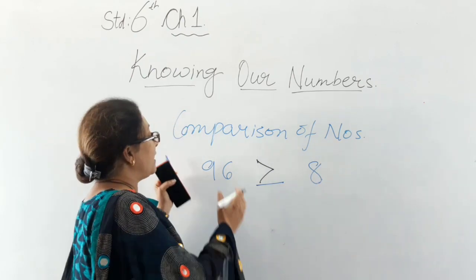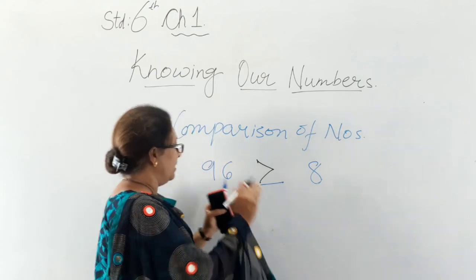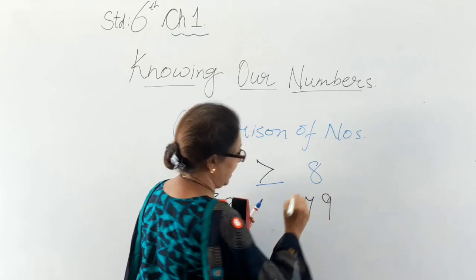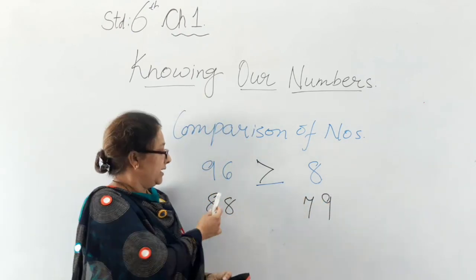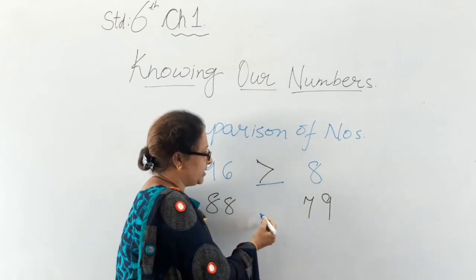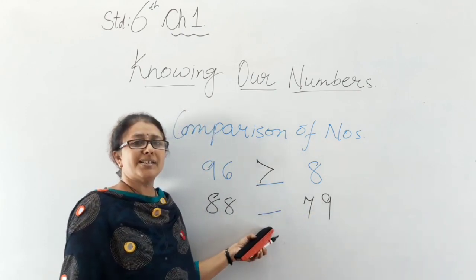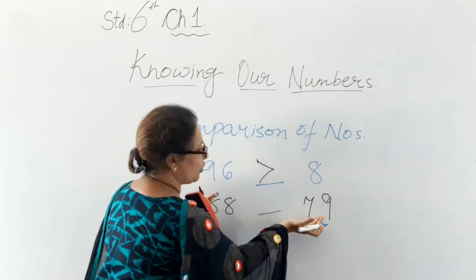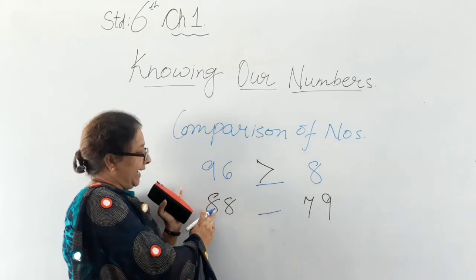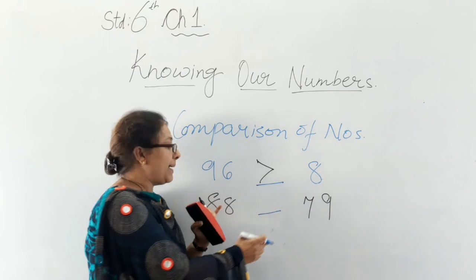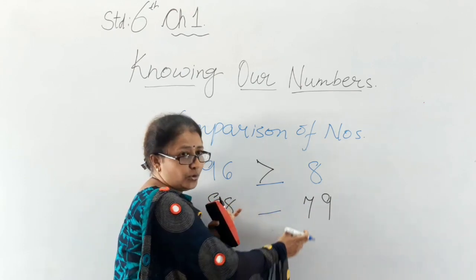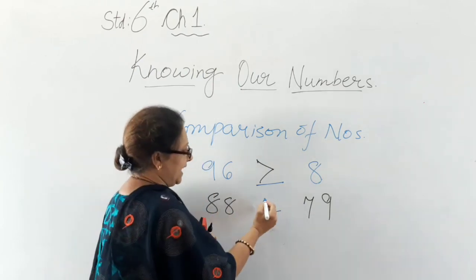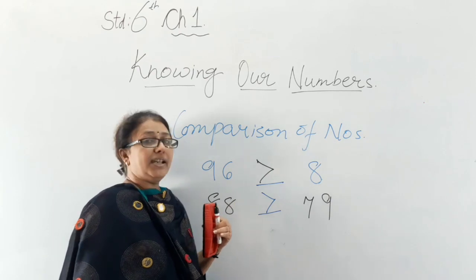But now if I want to compare a two-digit number with a two-digit number, again one example, 88 and 79. What will happen, students? Here we have a two-digit number, and here also a two-digit number, and I want to compare which is greatest and which is smallest. So I will first compare the first digit of the numbers. Here it is 8 and here it is 7. Comparing 8 with 7, I come to know that 8 is bigger than 7. So automatically 88 is greater than 79.